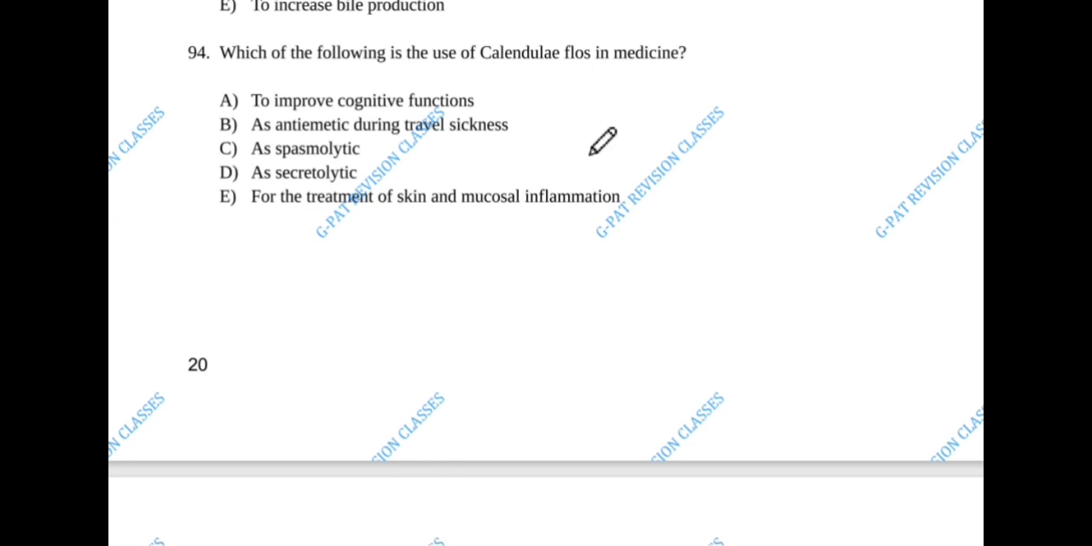Which of the following is the use of glandulae lupuli in medicine? The answer is E, for the treatment of skin and mucosal inflammation. The answer is E. Okay, next is 95 question number.